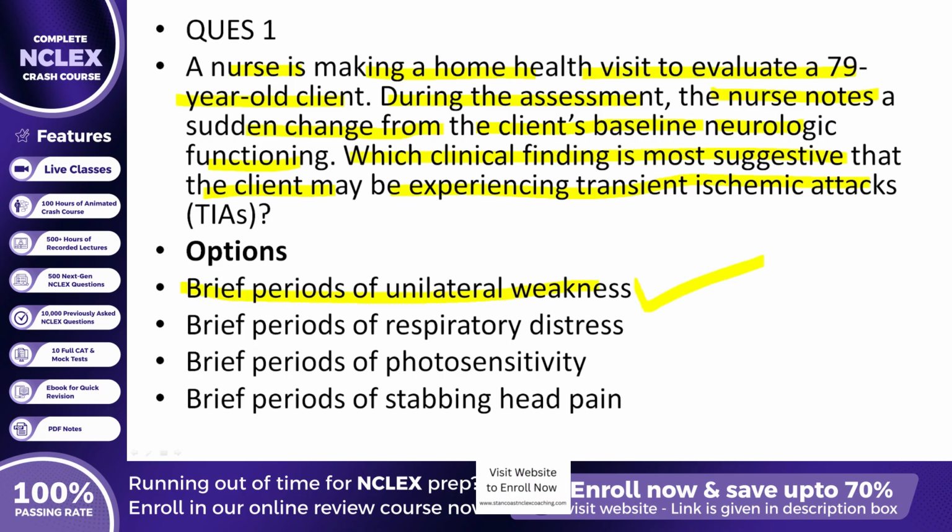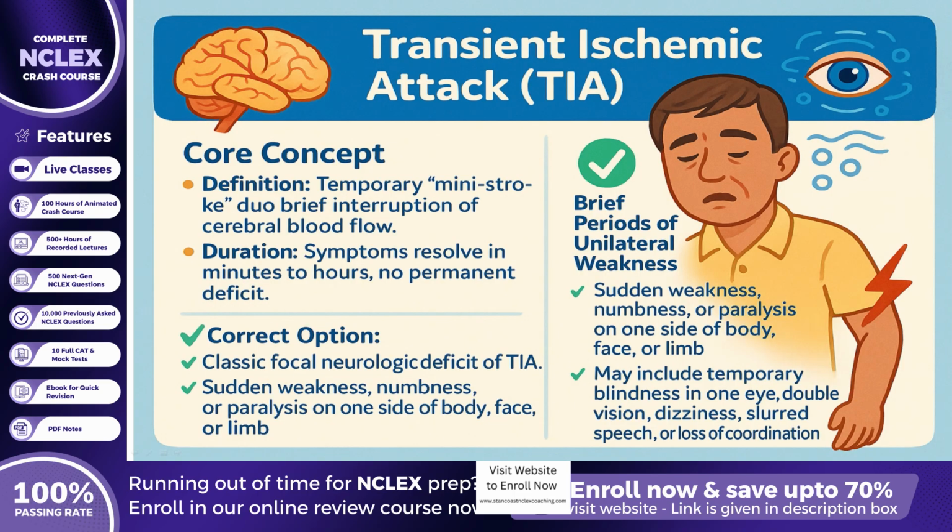To understand why, let us examine the pathophysiology behind TIAs. A transient ischemic attack is essentially a temporary, mini stroke caused by reduced blood flow to a localized area of the brain. Symptoms typically resolve within minutes to hours and do not leave permanent deficits, but they serve as a warning shot that a major stroke may soon follow. In fact, 1/3 of clients who experience a TIA will progress to a stroke within 5 years, with the highest danger in the first 48 hours. Recognizing these warning signs is critical for prevention.